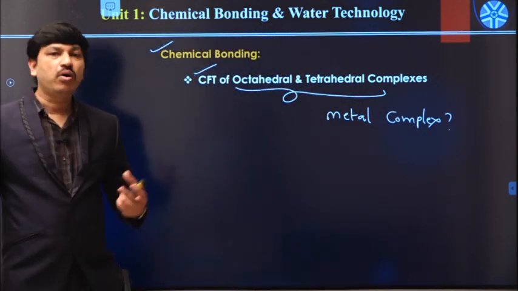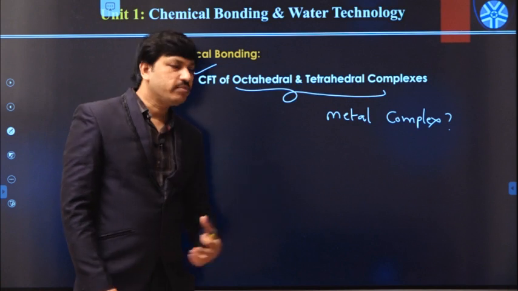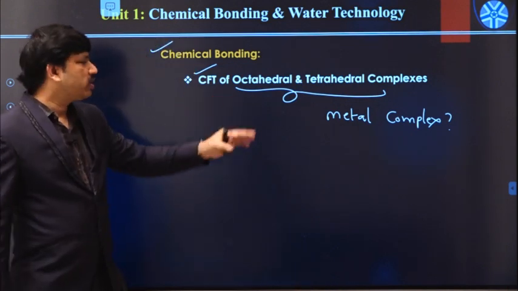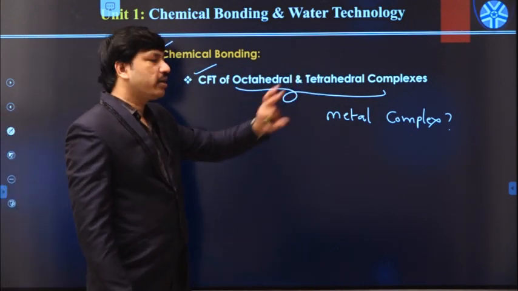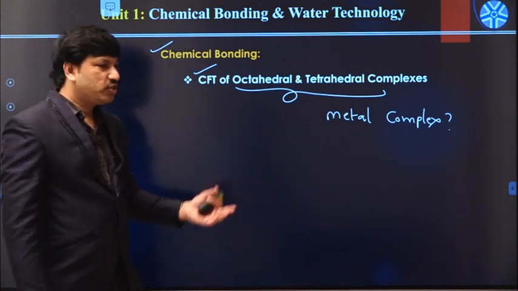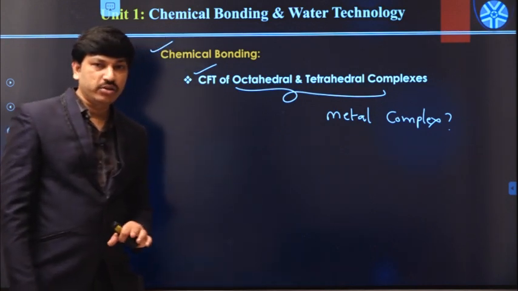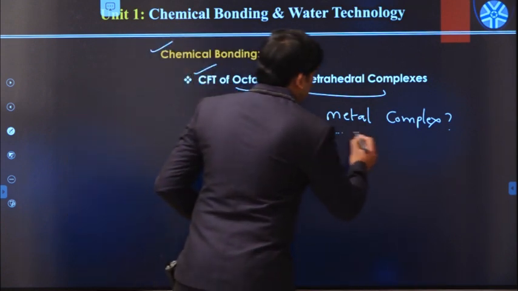So we have to understand what is a metal complex. Once you understand what a metal complex is, we will be able to understand what an octahedral metal complex is, what a tetrahedral metal complex is, and their formation, their reactivity, and their applications, all those things. So let me explain what a metal complex is.